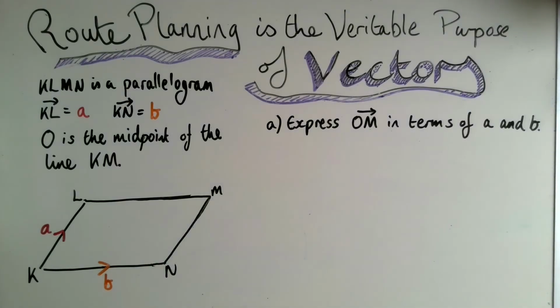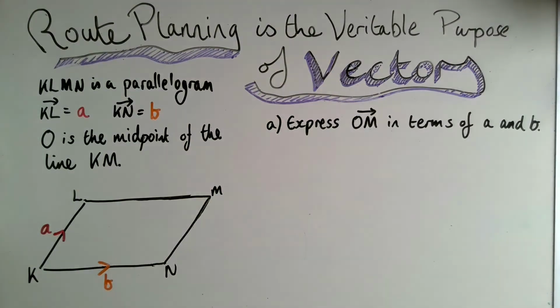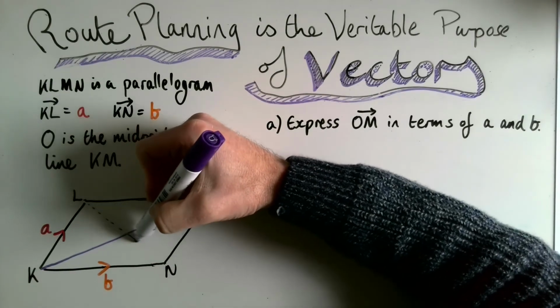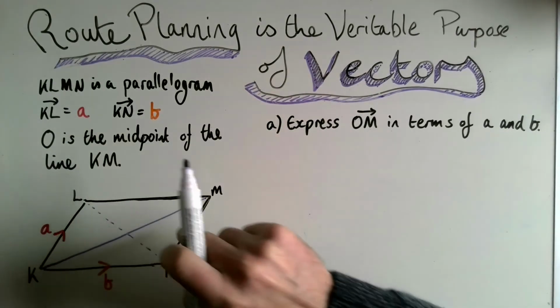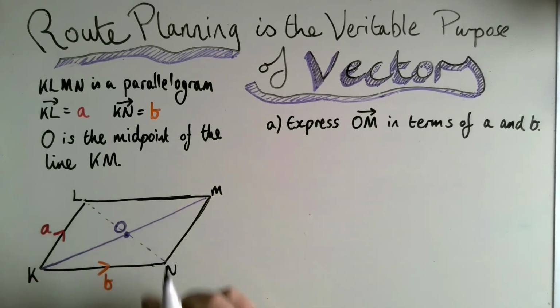And express OM in terms of A and B. So we need to get from O. So we'd better put O in. So have a little go at sketching it in before I do. So the line KM is going to be straight from there to there, and O is going to be the midpoint of that. One way we could find that is to draw the line in across there, and that would give me O there.